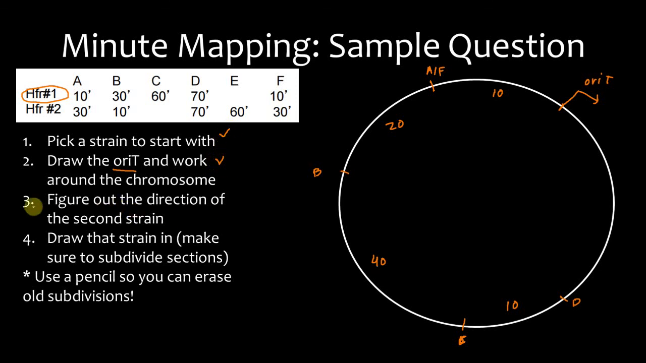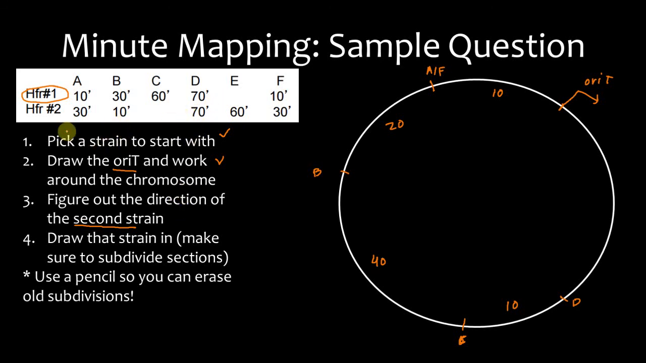Okay, the next step is to figure out the direction of the second strain. So for the second strain, we're going to start from the lowest number and go to the top number. So that goes B to A to E to C, because we're starting with the lowest number and working our way up. So 10 to 30 is A to B, and then 30 to 60 is A to E, and then 60 to 70 is E to D. So we're figuring out the direction of the second strain.